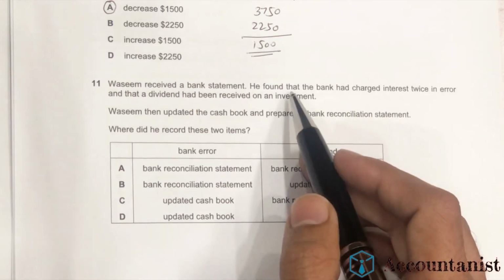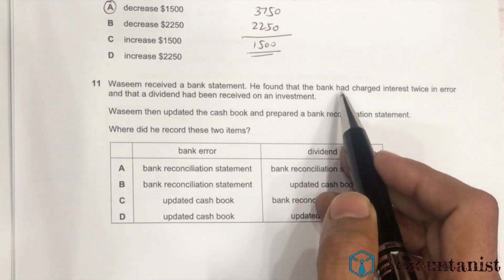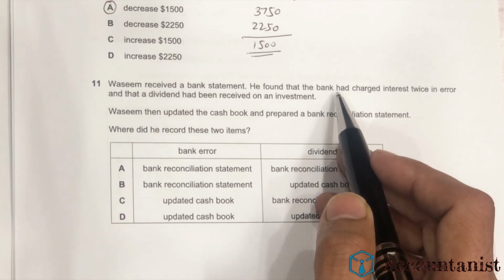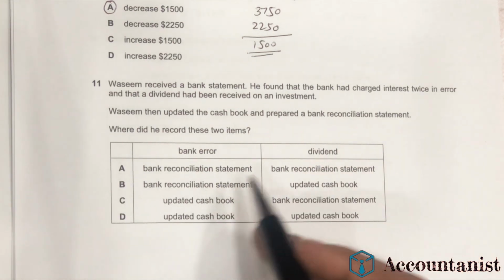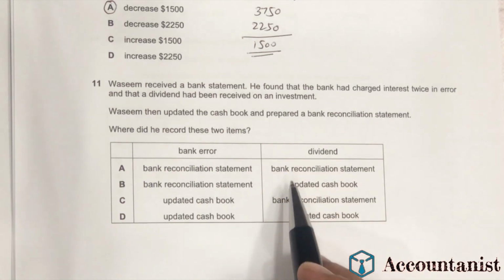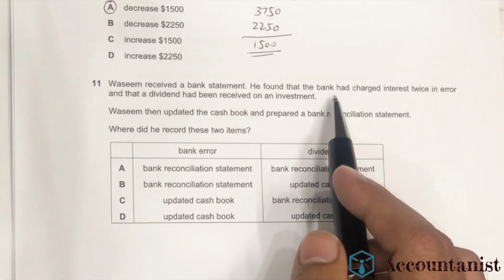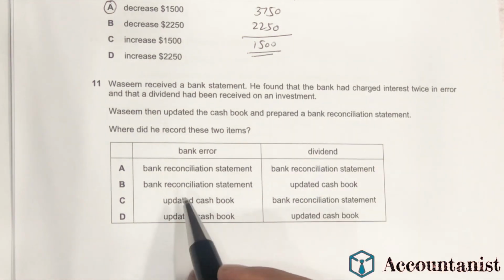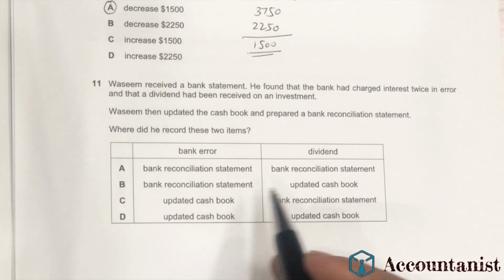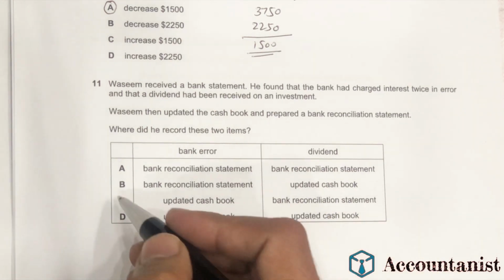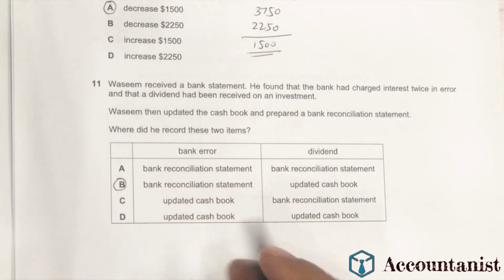I always tell my students that when there is an error in the bank statement, that error needs to be corrected in the BRS, bank reconciliation statement. It is not going to be corrected in the cash book. And the dividend, obviously, will be recorded in the updated cash book. So the error in the bank statement will be recorded in the bank reconciliation statement, and the dividend will be in the updated cash book. So the right option is option B for this question. Let's move on to the next question.